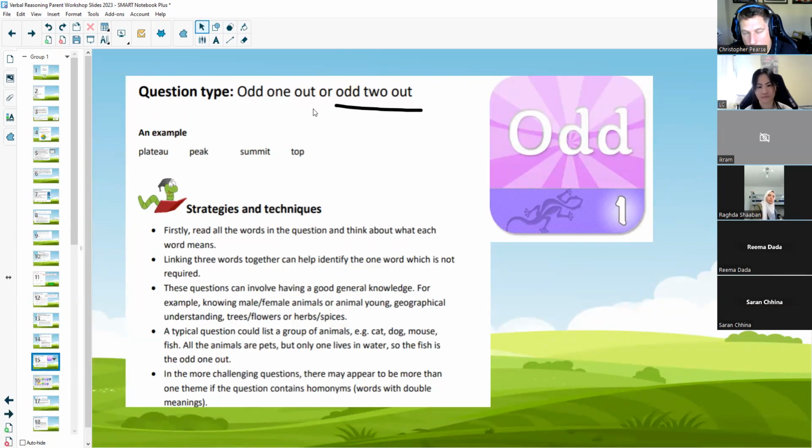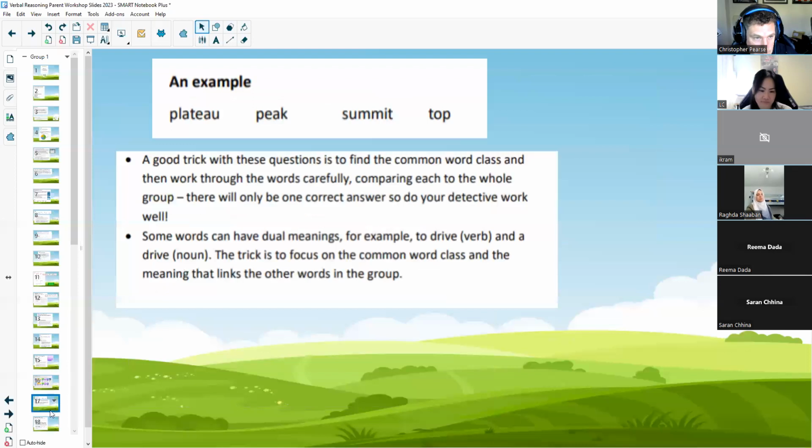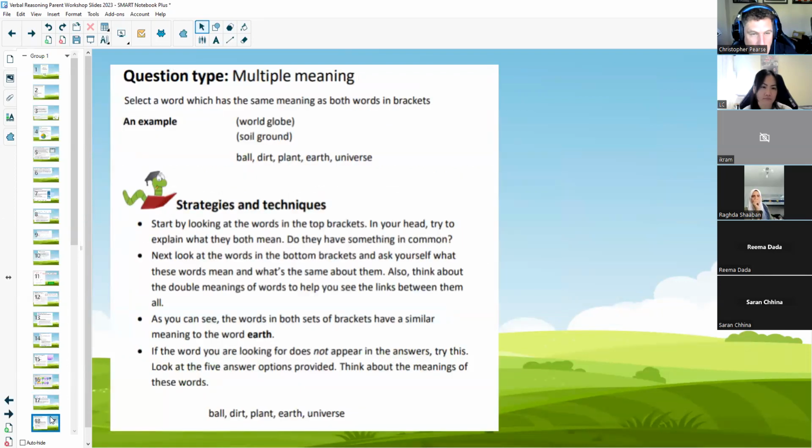So yeah, odd one out or odd two out is another very popular type of question, and I would encourage children again to develop their own general knowledge to support them with that. Okay, just going to have a look at another question type now.